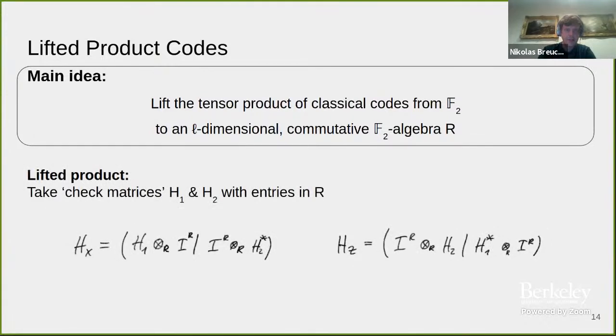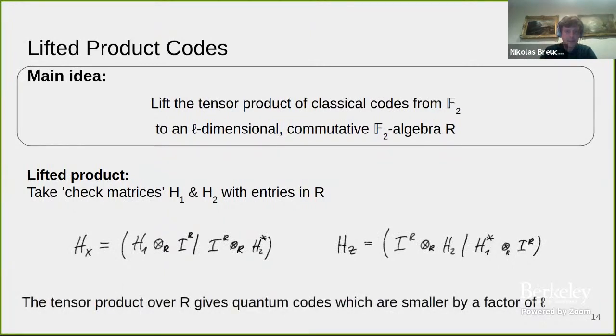And the check matrices look the same, so these you've seen before. However, the entries are now entries in R. And in fact, what this tensor product means is we can pull elements of R from one side to the other. And what this gives us is that the check matrices will be smaller by a factor of L, since the algebra elements in R can be represented. This is an L-dimensional algebra, so they can be represented by L matrices. So this is where this factor of L roughly comes from.